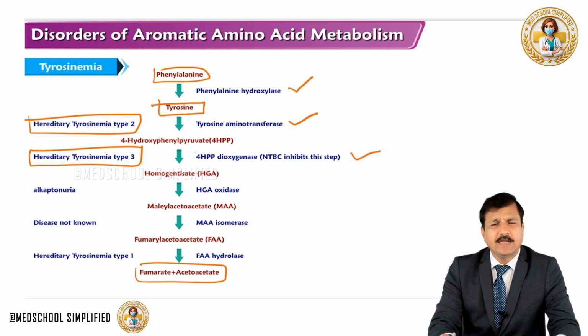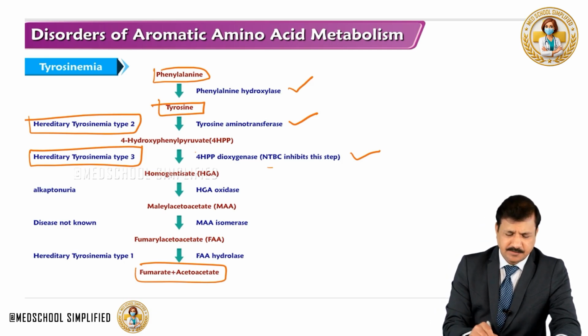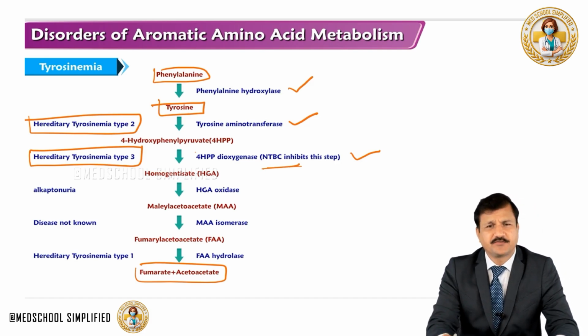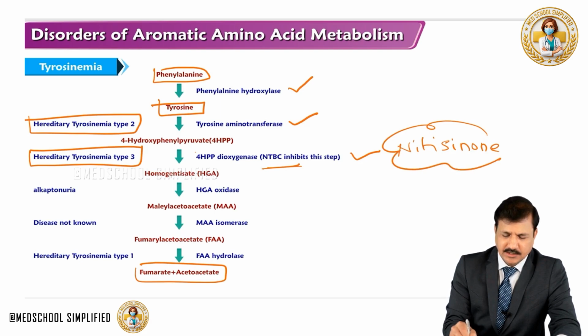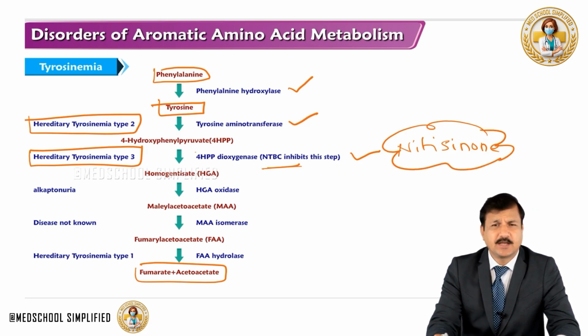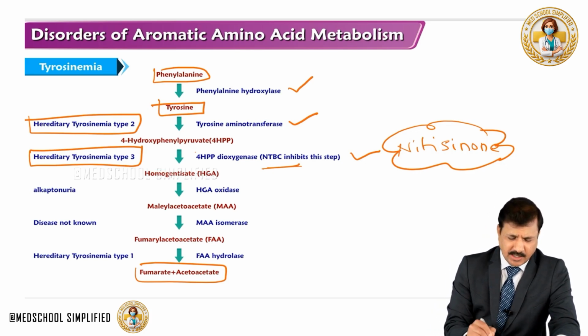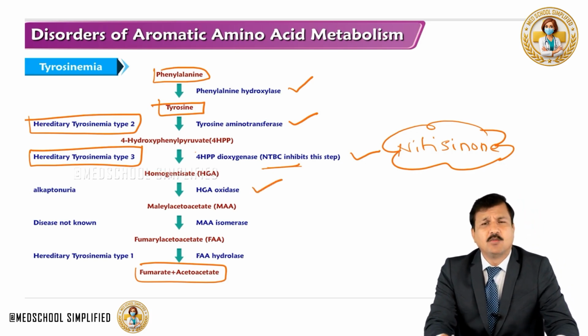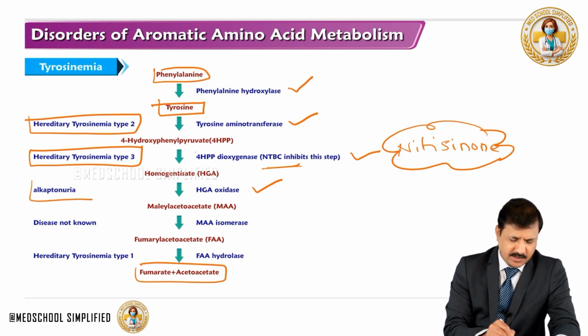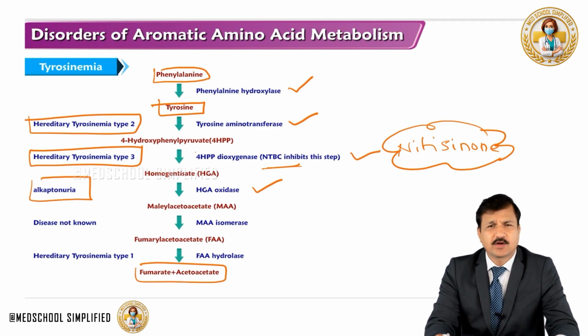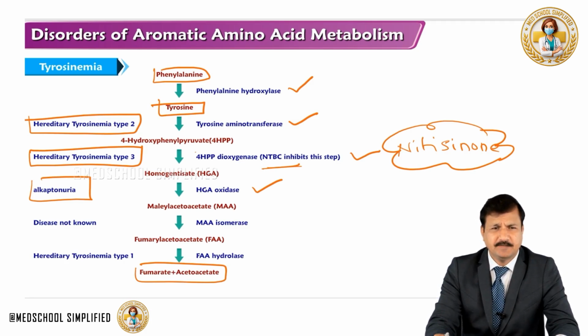And the drug called nitisinone is going to inhibit this particular enzyme in the step. 4-hydroxyphenylpyruvate dioxygenase is inhibited by nitisinone. Nitisinone is the drug that we use in the treatment of tyrosinemia, especially type 1 tyrosinemia. And then the conversion of homogentisate into maleylacetoacetate is done by homogentisate oxidase enzyme. Deficiency of this enzyme will give rise to alkaptonuria. We are going to see that disease later separately.